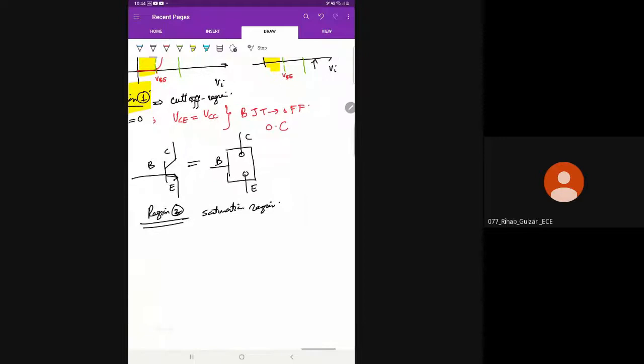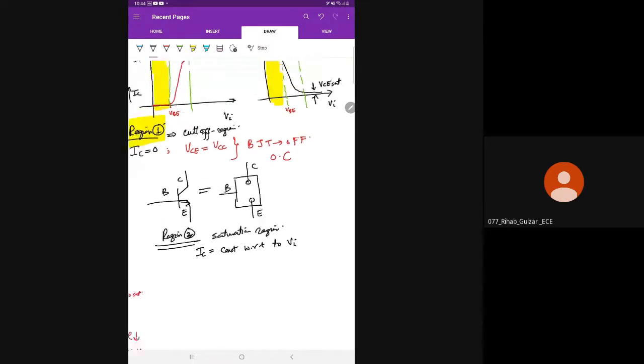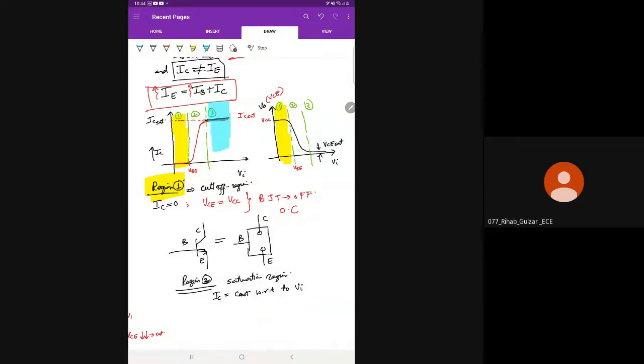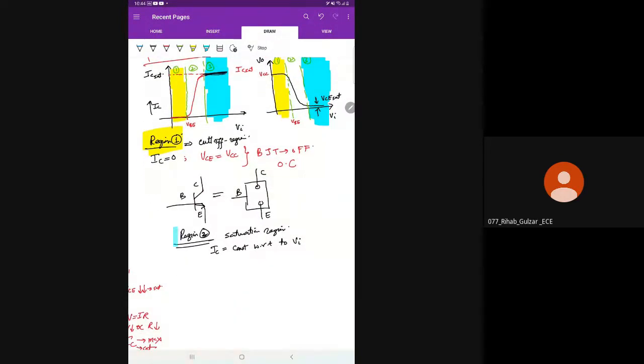So it is the saturation region. If you observe region 3, IC is constant with respect to V input. Similarly, VCE is also constant with respect to V input, that is the saturation region. So IC is constant and equal to IC saturation. Similarly, VCE is equal to VCE saturation, and it is nearly equal to 0.